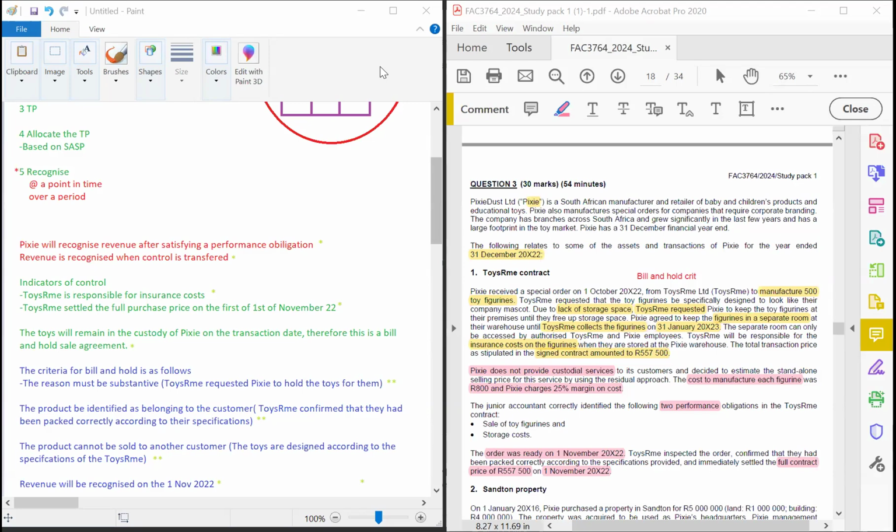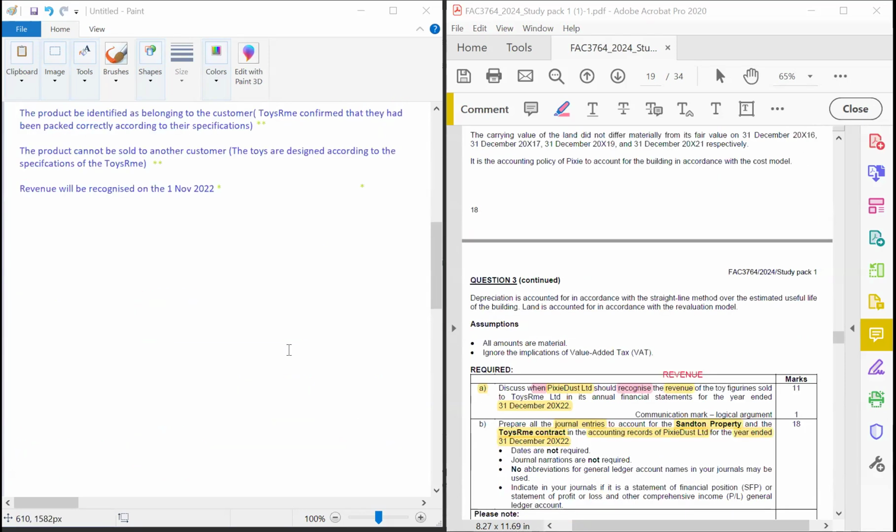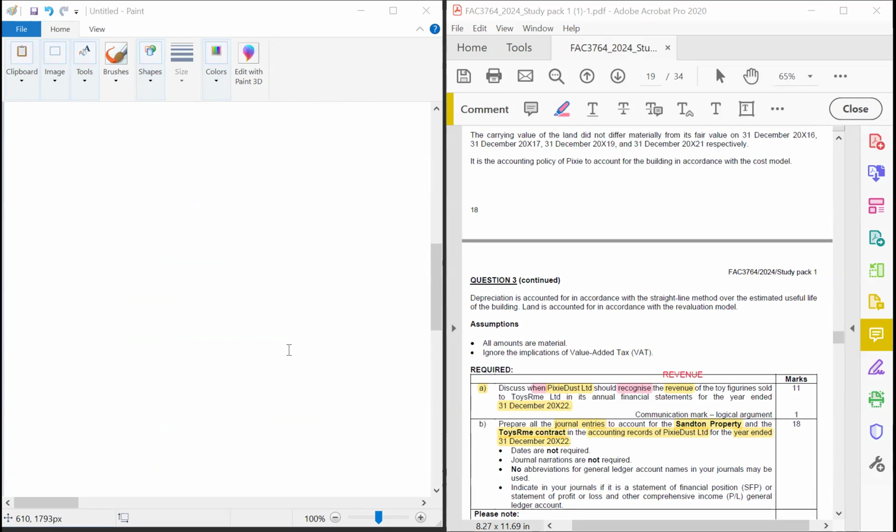Okay, great. So now let's move on to part B. For part B, we need to do the journal entries. Before you can do anything, start by drawing your general journal.